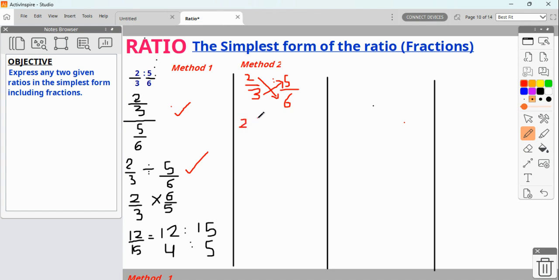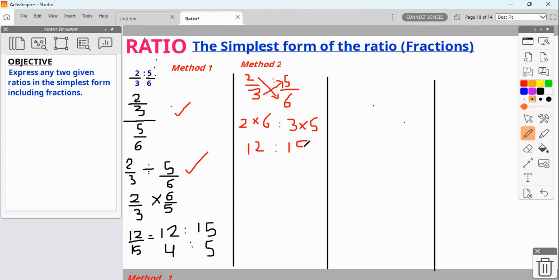2 multiply 6 ratio 3 multiply 5. 3 into 5. So 2 into 6 will be 12 and 3 into 5 will be 15.